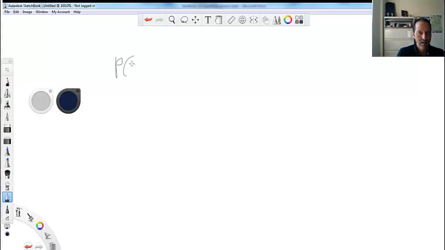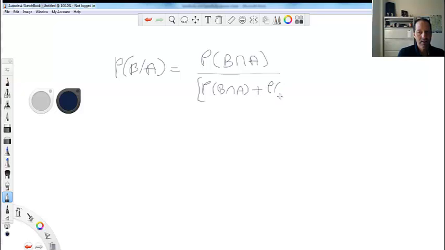So we have the probability of B given A is equal to the probability of the intersection of B and A divided by the probability of B, which now we can state as the probability of B intersection with A plus the probability of B intersection with not A. Okay, there you go. Looking pretty good right now. So now we can go ahead and expand this completely here. Actually, let me keep it this way just to stay consistent.